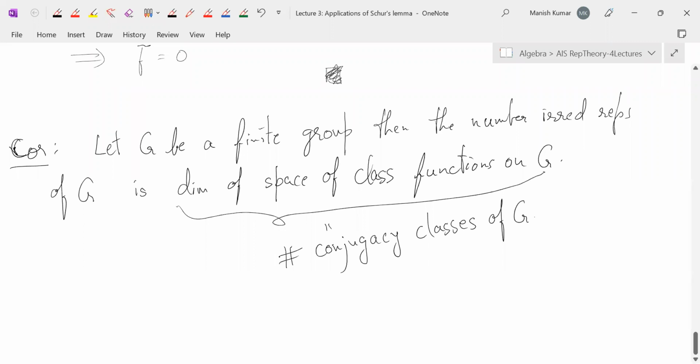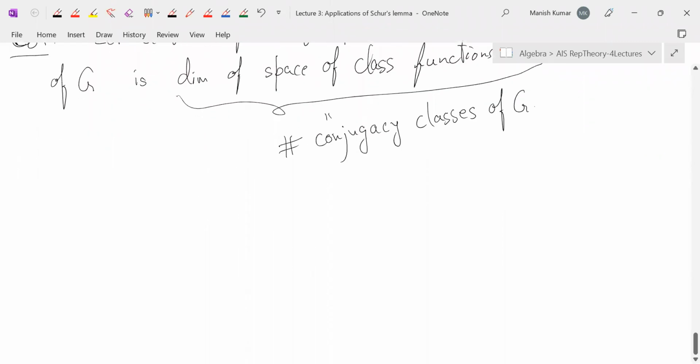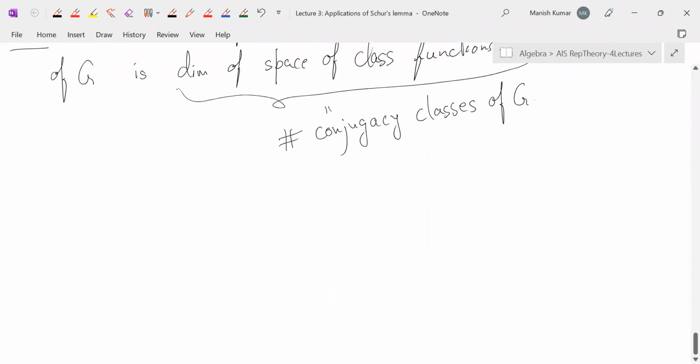Okay. So maybe I'll stop here, and next time we will do some examples. We haven't really done any examples. So next time we'll compute all irreducible characters of certain groups. For abelian groups, it's pretty straightforward. But we will see S3 and maybe the dihedral group D2N. These examples we will see next time. Compute all the irreducible characters.